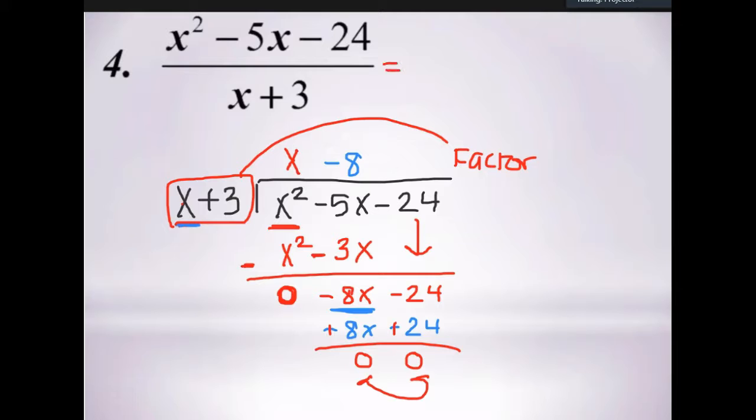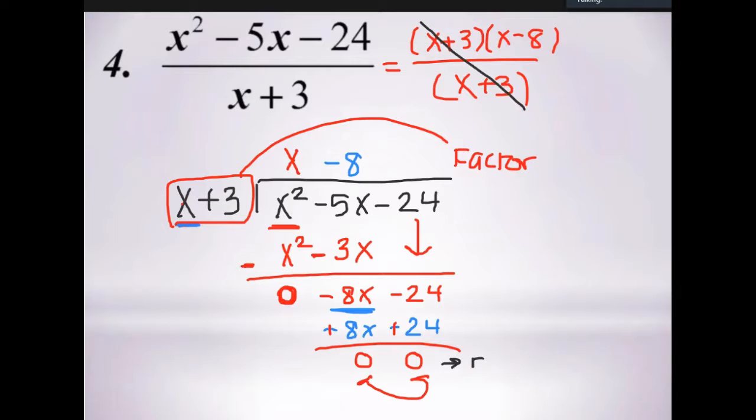So what that means is that x squared minus 5x minus 24 could have factored into x plus 3 times x minus 8, divided by x plus 3. So the x plus 3's technically cancel when you get that remainder of 0. It tells you that it factors and cancels. And your final answer is x minus 8. So the answer to x squared minus 5x minus 24 all over x plus 3 is x minus 8.